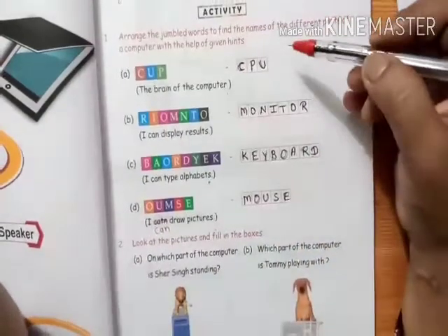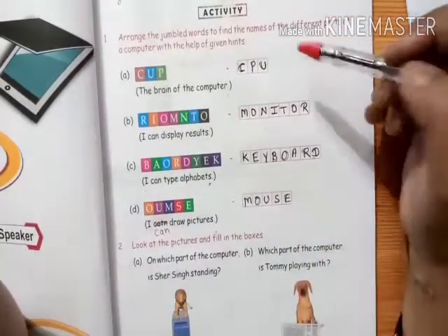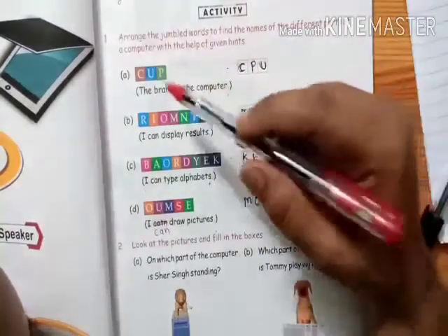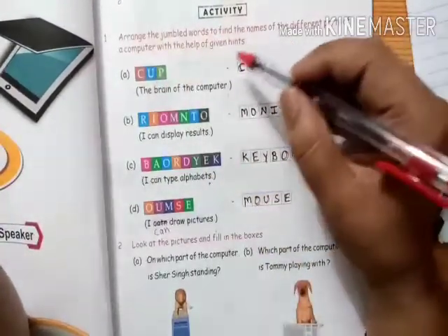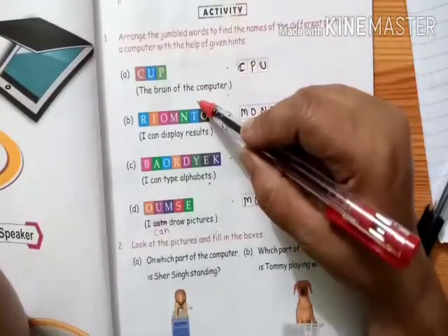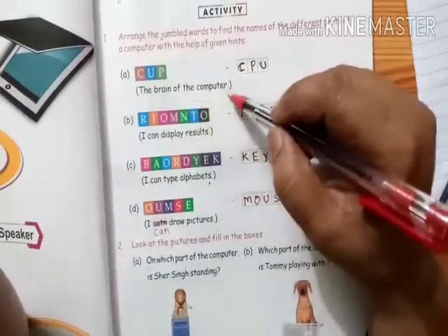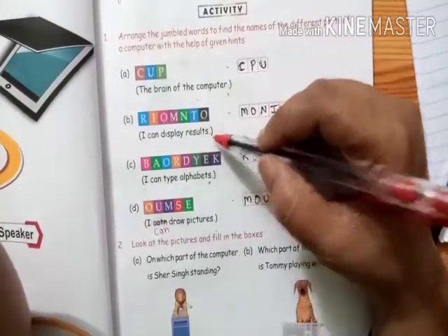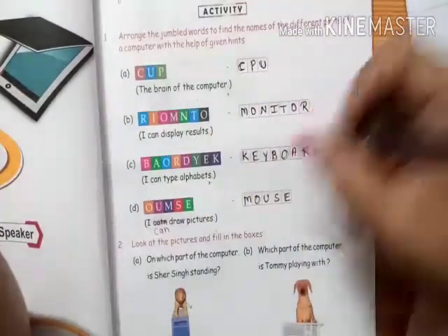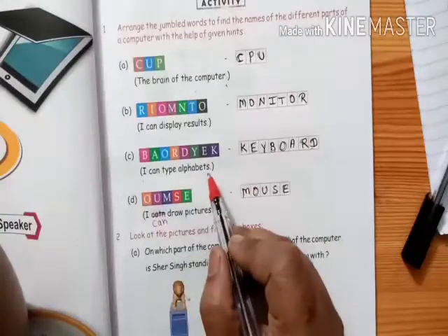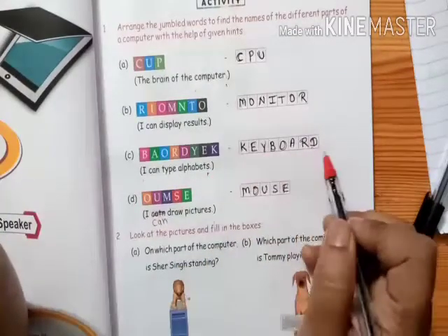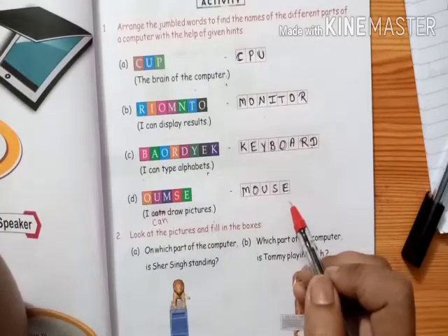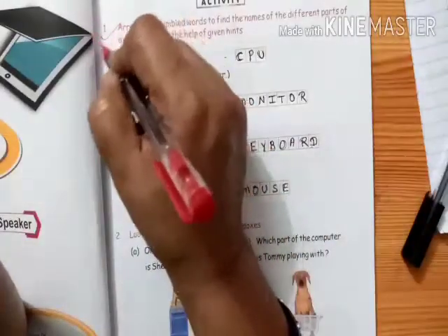So once again I am going to explain the answer. Number 1, you have to arrange all the letters to form a particular word which is related with this hint. The brain of the computer, it is CPU. I can display result, it is monitor. I can type alphabets, it is keyboard. I can draw pictures, it is mouse. So question number 1 is completed.